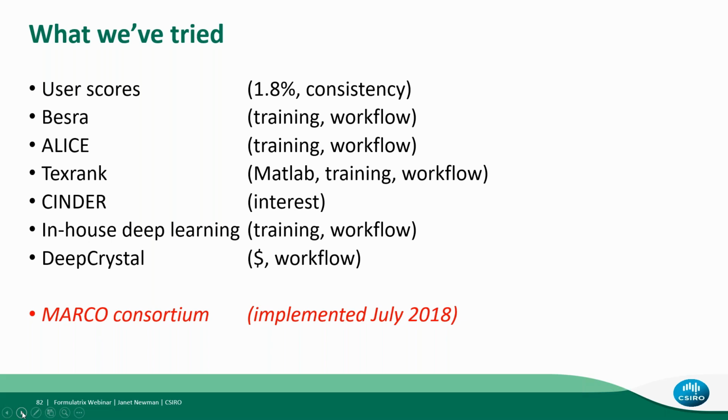Then we tried some of the existing scoring strategies which are out there. So Bezra came from Hauptman-Woodward, Alice came from University of York, TextRank came from Oxford, and we found that all of these required a lot of training, and of course we don't have many examples for training because our users don't score.